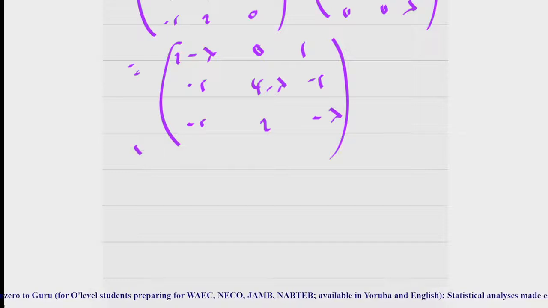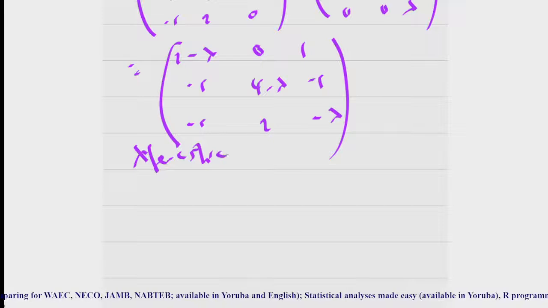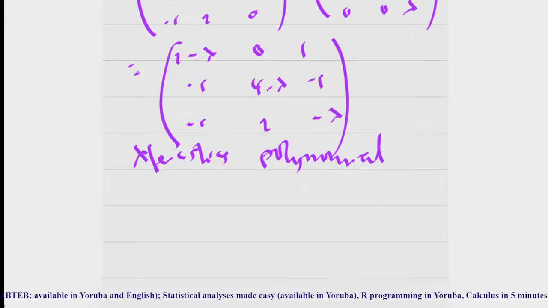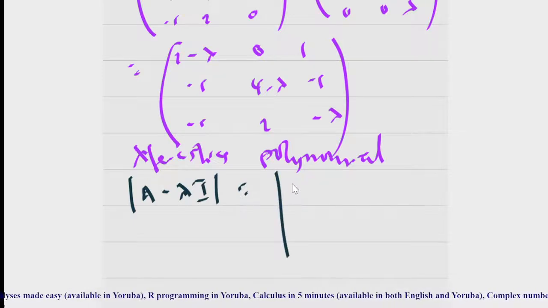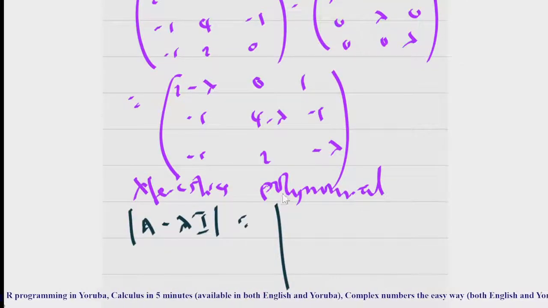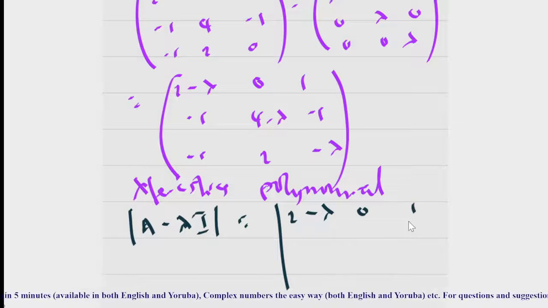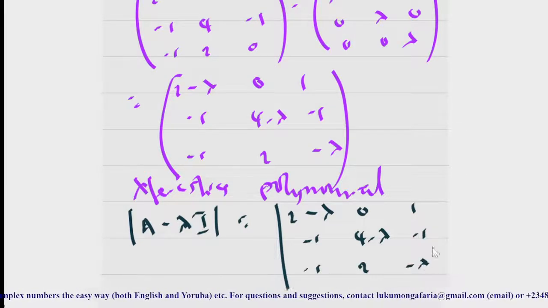So characteristics polynomial. Don't forget, characteristics polynomial will be the determinant of what? Characteristics matrix. So that is the determinant of A minus lambda I, which is also the determinant of what? So I think I wrote 2 here so as not to, yeah. So then you have 2 minus lambda, 0, 1, minus 1, 4 minus lambda, minus 1, minus 1, 2, minus lambda.